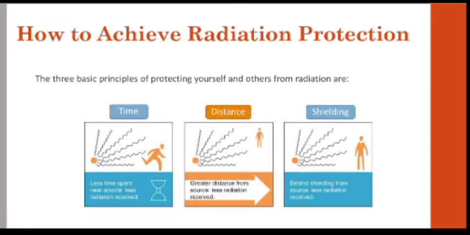The three basic principles of protecting yourself and others from radiation are time. Less time spent reduces radiation exposure. Distance: greater distance from the source, less radiation received. Shielding: behind shielding from the source, less radiation received.